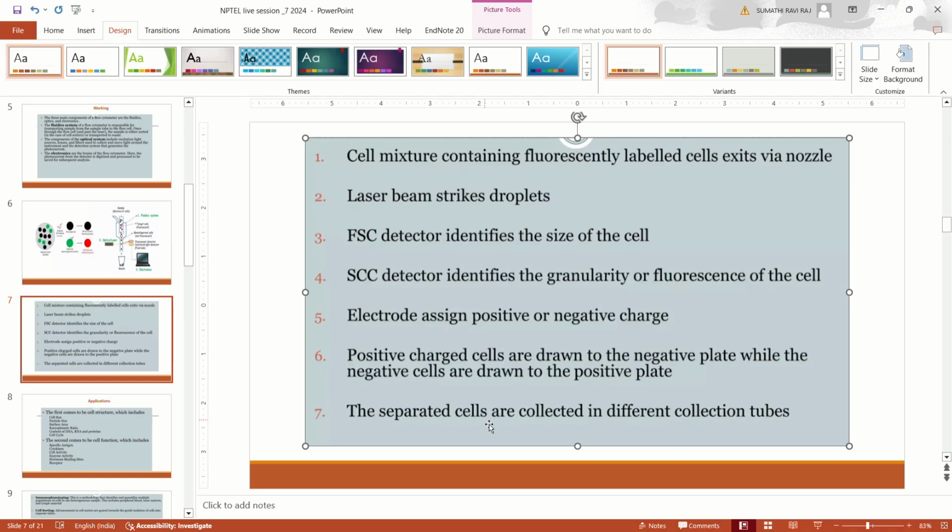Okay. So the cell mixture containing fluorescently labeled cells exits via the nozzle. The laser beam strikes the droplets. The forward scattering detector and side scattering detector detect the size of the cell and granularity or fluorescence respectively. Then the electrode assigns a positive or negative charge. Positively charged cells will be drawn to negatively charged plates, and negatively charged cells will be drawn to positively charged plates. This is how they separate the cells into different tubes.